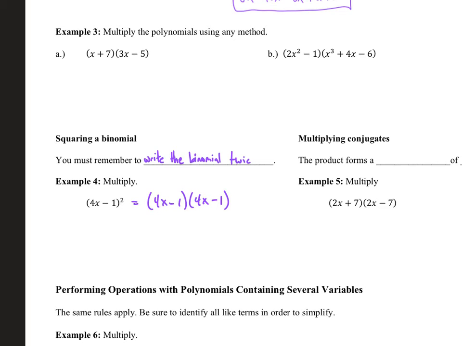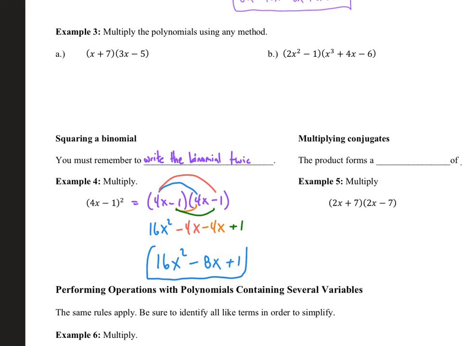And then we go through and do the FOIL, the distribution. So 4x times 4x being 16x squared. Then we get negative 4x, and then negative 4x, and then positive 1 there. And then combining those like terms, we get 16x squared, and then minus 8x, and plus 1. So that should be your binomial squared there.